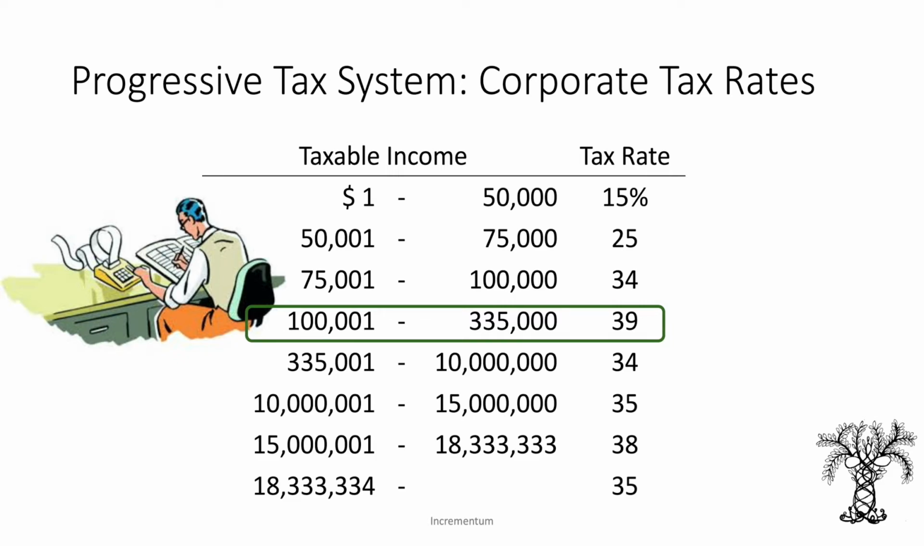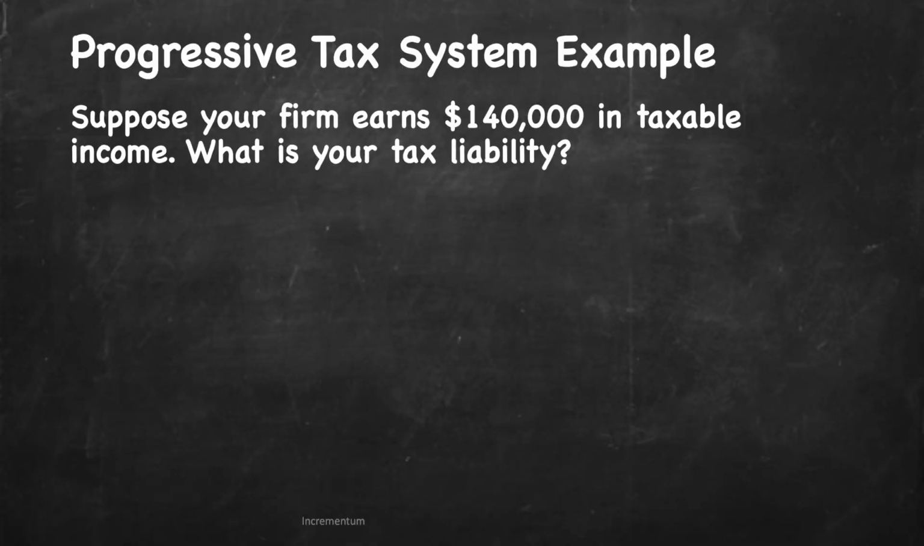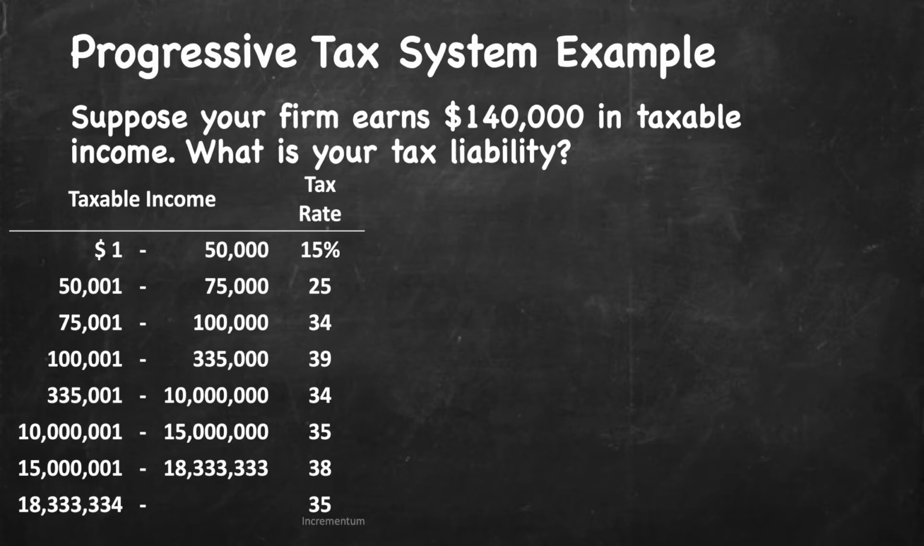Now that we know what we owe in each tax bracket, we would add all of those amounts, and that would be our tax bill or our tax liability. Obviously, if we made more than $335,000 in taxable income, we would continue into the other tax brackets. Let's try an example. Suppose your firm earns $140,000 in taxable income. What is your tax liability? If we're assuming that we're in a progressive tax system, like it tells us at the top, we're going to need our progressive tax table.